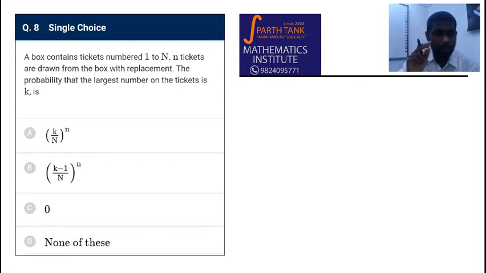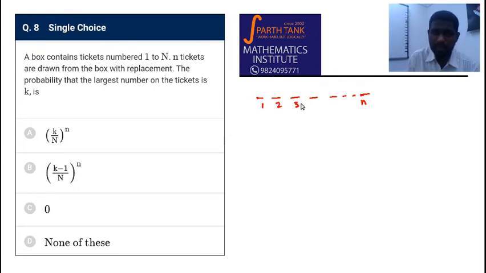The probability that the largest number on the tickets is k is, that is, as you are taking the ticket, imagine you note down its number. Then the second trial you note down the number, third trial you note down the number, fourth, etc. up to n trials you note down the numbers. So you get some numbers here, and among all these numbers, the probability that the largest number is k. That is, from all this you should get only k as the largest number. Okay, what does it mean? That in all this at least one k should be there.